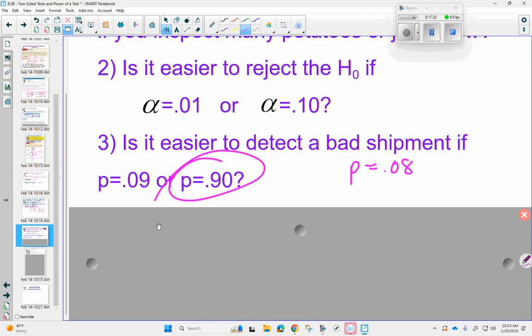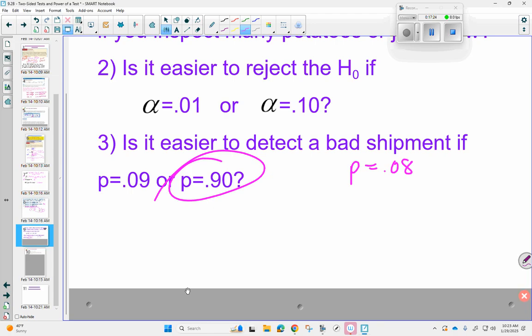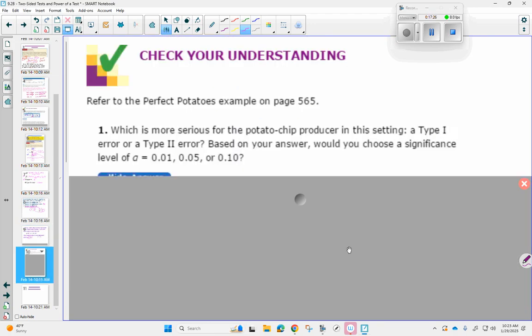Which is more serious for the potato chip producer in this setting, a type 1 or a type 2 error? With a type 1, you would reject a good truckload and waste the potatoes. With a type 2, you're going to make really bad potatoes and sell them. So it's probably a type 2 that you want to avoid. So if you want to avoid a type 2 error or increase the power, which one of these should you use? Yes, the highest significance level.